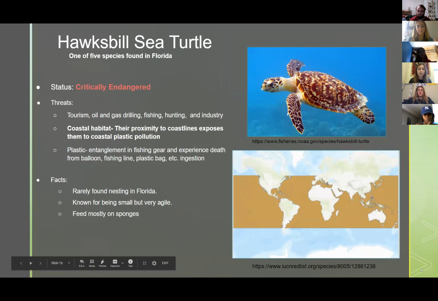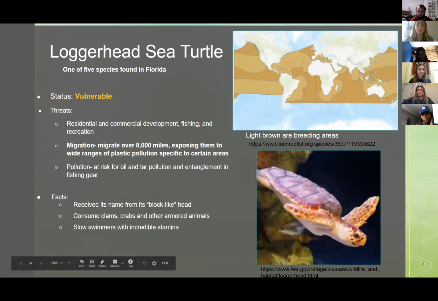So the hawksbill sea turtle is critically endangered. The species is also one of the 5 that's found in Florida, but it actually primarily exists in different locations all over the globe. So it doesn't primarily stay in the Florida coast. However, their primary habitat is really close to coastlines and coral reefs. So they're exposed to a pretty high amount of coastal plastic pollution, in addition to open ocean plastics such as plastic bags and balloons. Next slide, please.